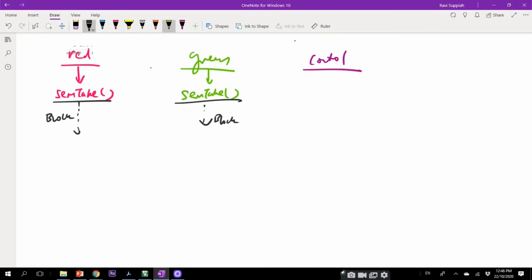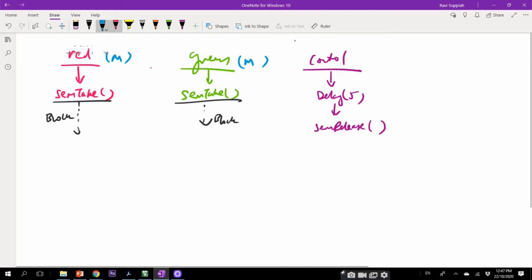Then finally the control thread will run, and it will do a delay of 5 seconds, and after that it will do a SEM release. When it does a semaphore release, currently both of these tasks are at the same priority, so let me put it as a medium priority for both tasks. Since both are at the same priority level, when I do a SEM release, the first task that was in the queue waiting for the semaphore, the red, will unblock and run.